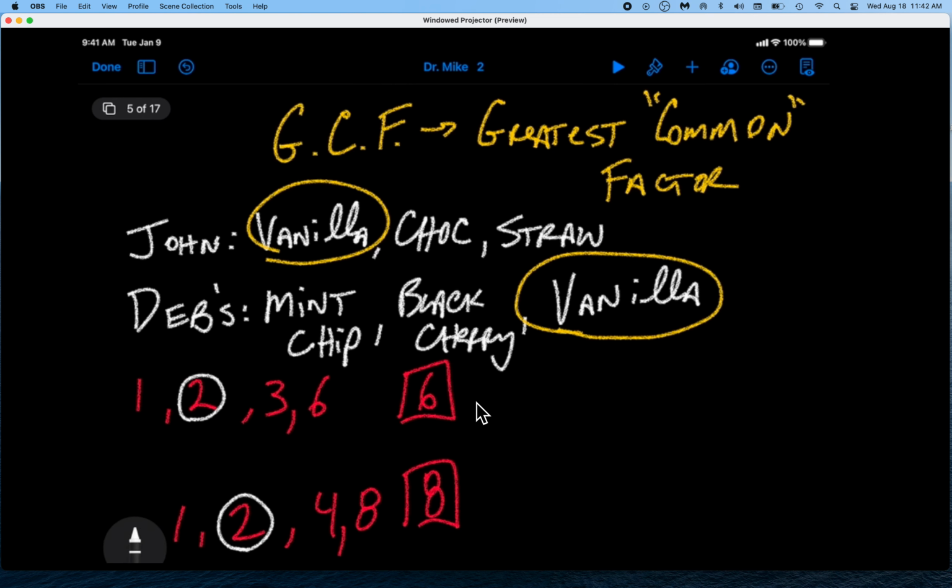By the way, we all know that every number has a factor of 1, so we really don't mention that. It doesn't really help us. We're always talking about numbers bigger than 1. So do 6 and 8 have any common factors? Yeah, 2. Just like John and Debbie have the common flavor of vanilla, these are common factors. Now, if there's more than one common factor, here they want the greatest one. So let's say we have two numbers that share more than one factor, we would choose the highest one. And we'll see examples of that in a second.